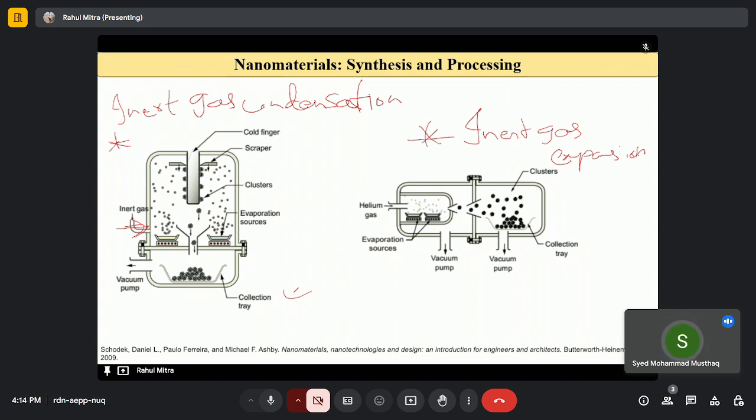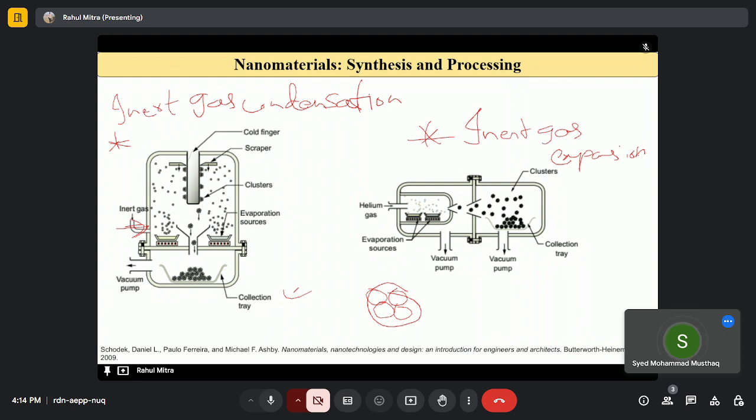In this process, during the evaporation, traveling and condensing, we have a clustering process. The nanoparticles get clustered, and we know nanoparticles have high surface energy, so they try to form clusters. Two or three nanoparticles come too close together and form a cluster. If we can control the process parameters, we can control the clustering, but not to a high extent. So this is one of the drawbacks in inert gas condensation.